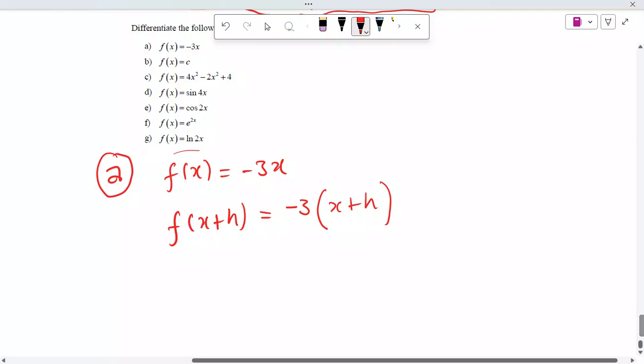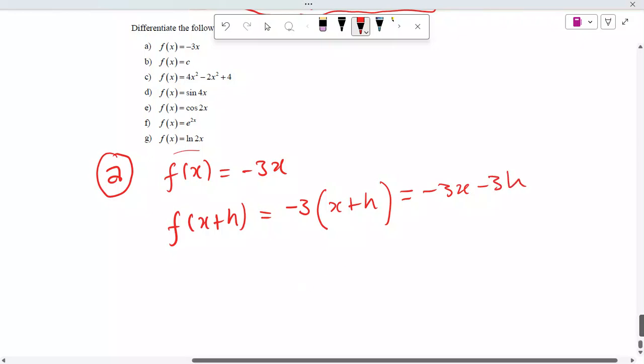So I hope you guys are following. We're just concerned with the part that contains x. The x, we are removing it and putting x plus h. So we can expand this if you want. This will be negative 3 times x, which is negative 3x, minus negative 3 times positive h, minus 3h.